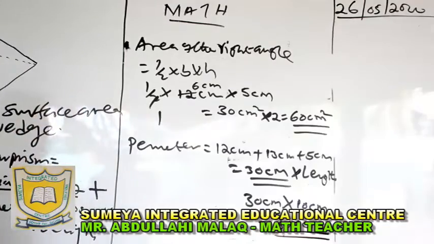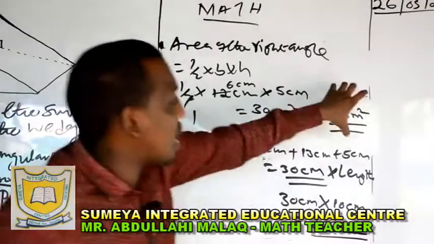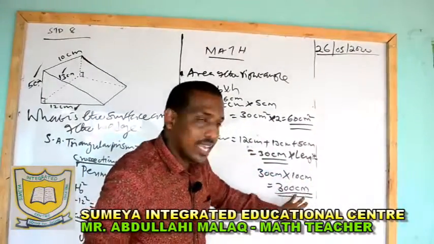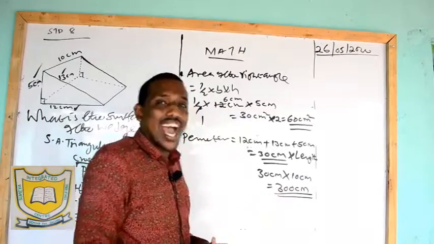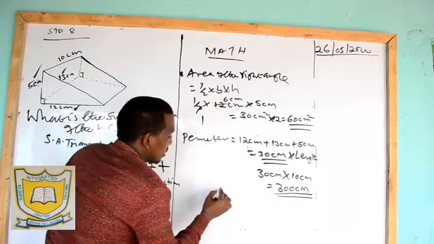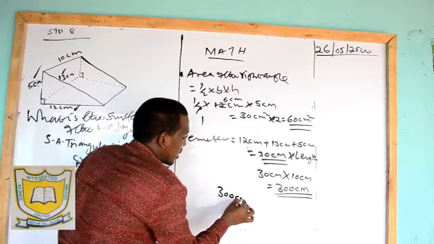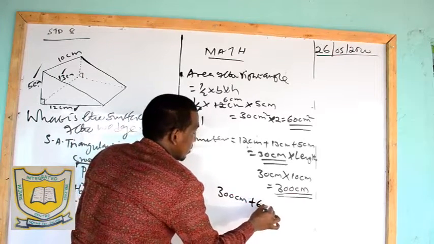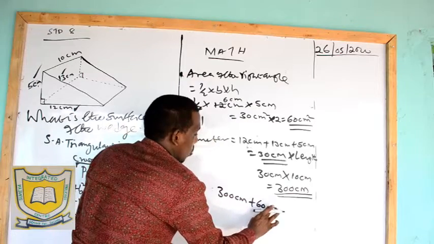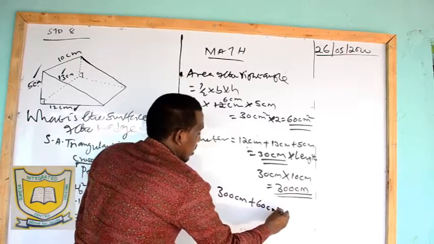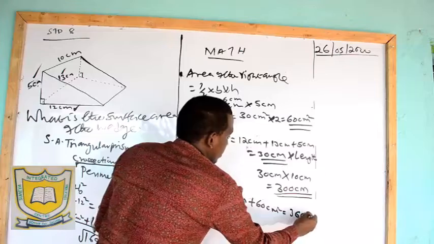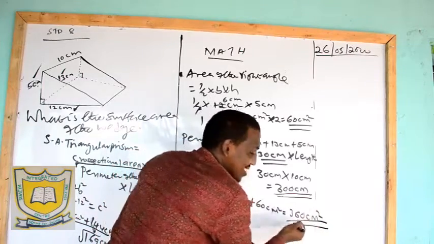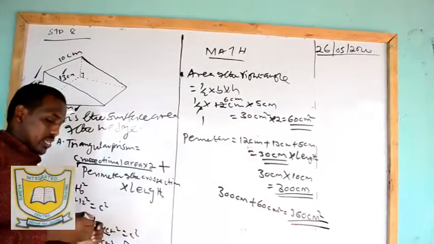So we are through now. What do we do now? We have the area, and we have the perimeter multiplied by the length. What do we do? We add. So let's add now. 300 centimeter plus 60 centimeter squared, you get 360 centimeter squared surface area. That is how we get that figure.